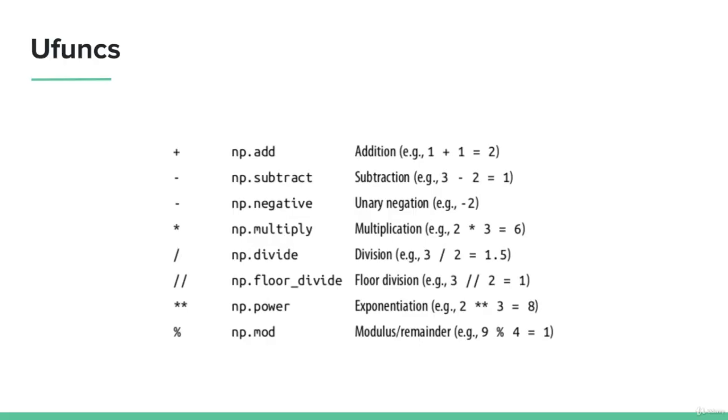np.power is quite simple. np.mod is different from division in that division gives us the quotient and mod gives us the remainder. That's why it's also called the modulus, and it always gives us the remainder of a particular division. So 9 modulus 4: if you divide 9 by 4, it would give us a quotient of 2.5, but the remainder would be 1, because 4 twos are 8 and 9 minus 8 is 1. So modulus gives us the remainder and division gives us the quotient.